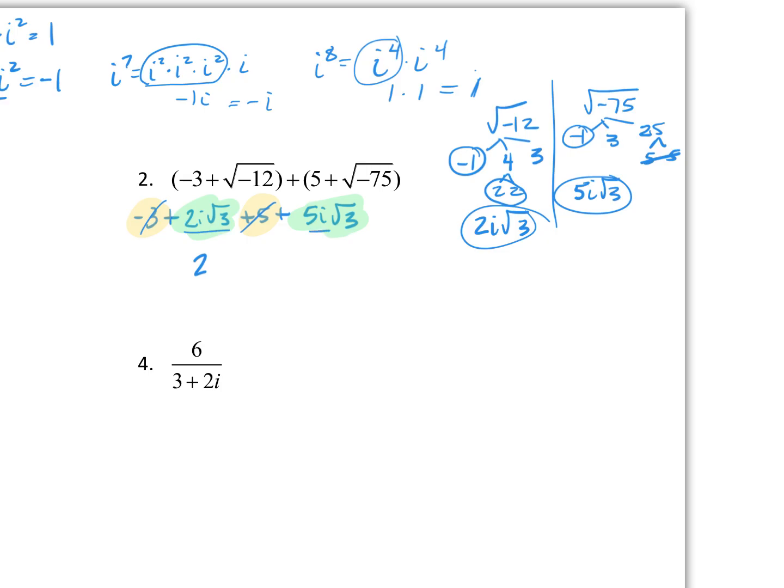2i square roots of 3 and 5i square roots of 3. I can combine them because they both have just square root of 3 and an i. So that gives 7i square roots of 3. And that's it.